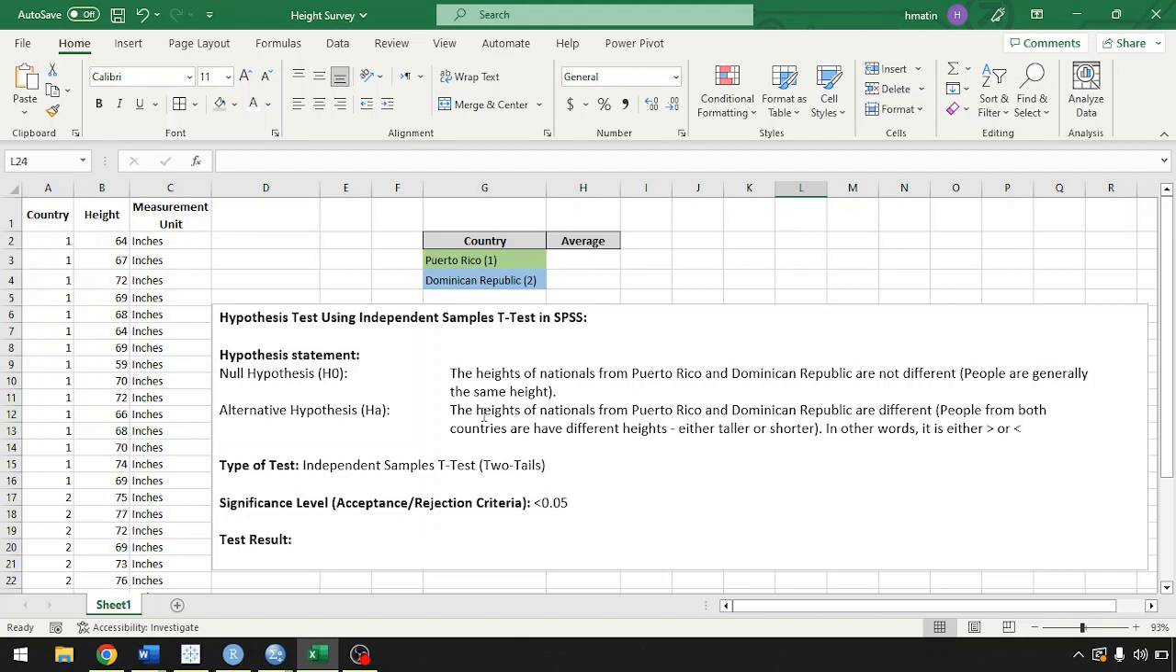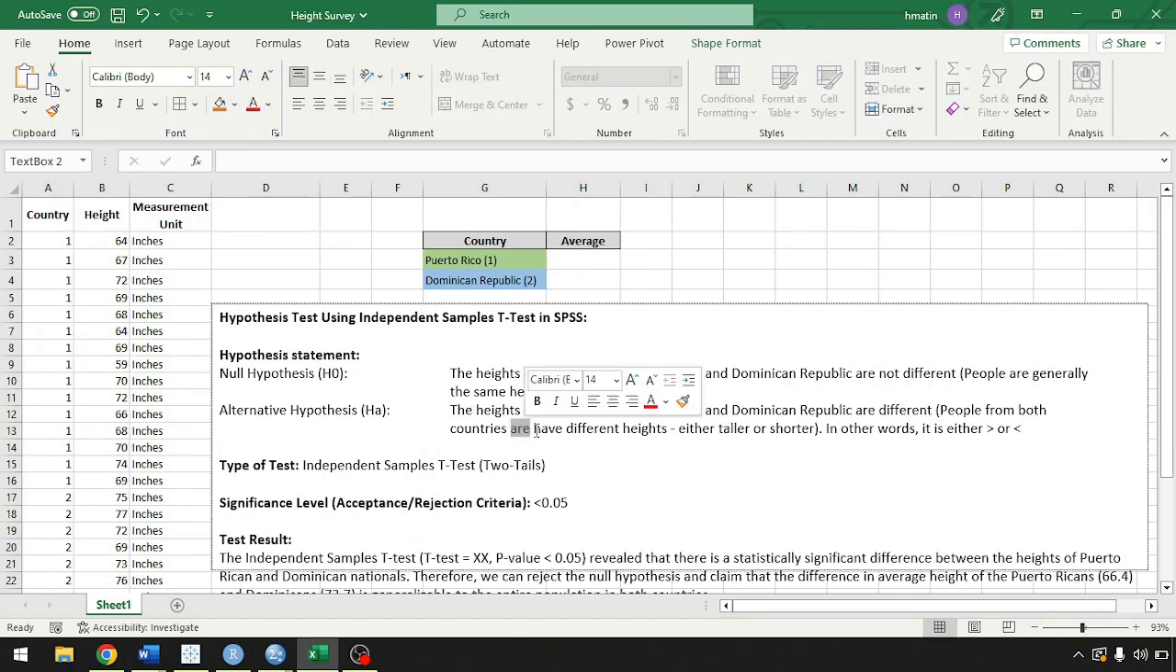So we say in the alternative hypothesis that the heights of nationals from Puerto Rico and Dominican Republic are different, meaning people from both countries have different heights. They're either taller or shorter. In other words, it's either greater than or below the population average.